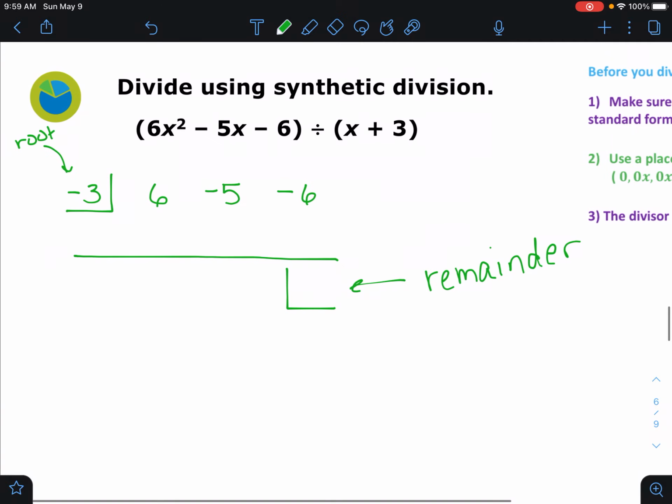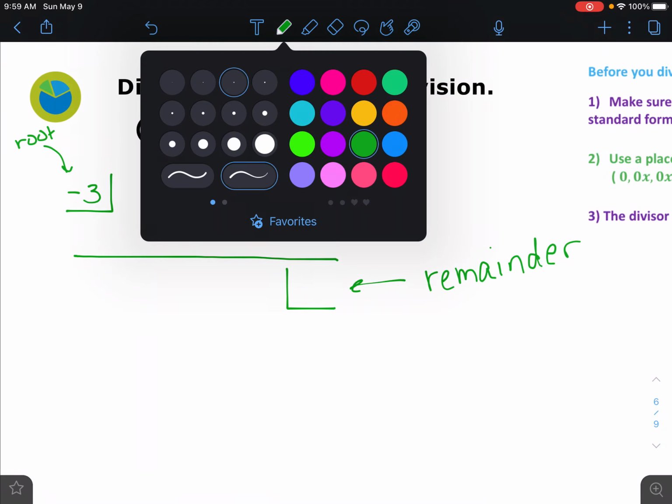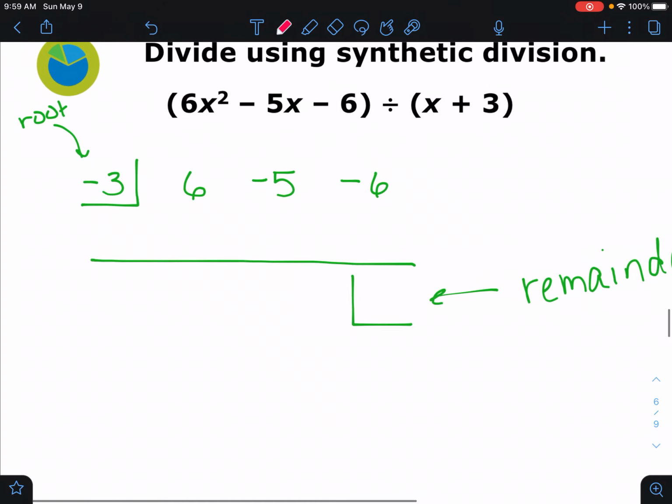Okay, now, what we do, everything above this line, you will add. Anything below this line right here, you will multiply by your negative 3 here in this case. Okay, so how do we start? This is going to be weird at first.